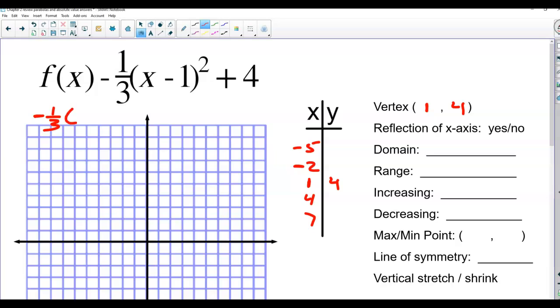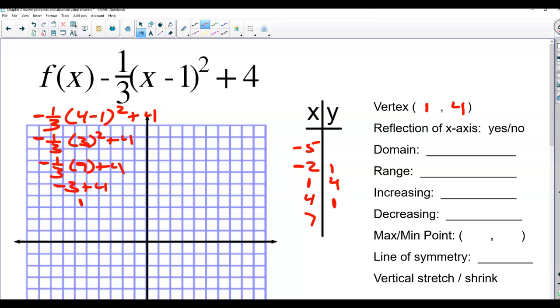Negative 1/3 (4 minus 1) squared plus 4. Negative 1/3 times 3 squared plus 4. 3 squared is 9. Negative 1/3 times 9 is negative 3. And my answer here is 1. So when I plug 4 in for x, my y is 1.